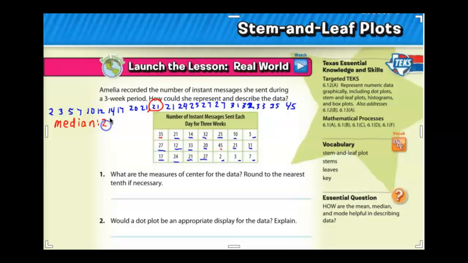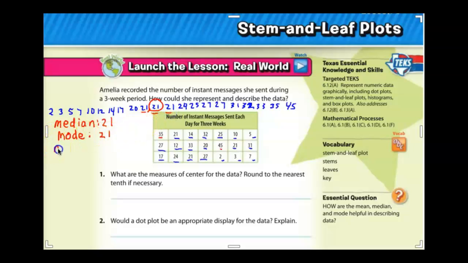So if you said 21, good job. Now I want you to figure out what the mode is. The mode is the number that happens the most. Okay, so tell me what you see the mode is. Now there's more than one number that happens more than once. We have the number 27 happens a couple times. However, one number happens 3 times. So if you said 21, you are correct. So 21 happens 3 times.